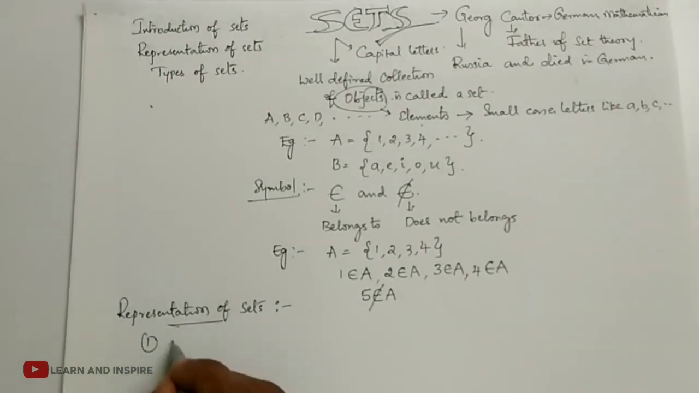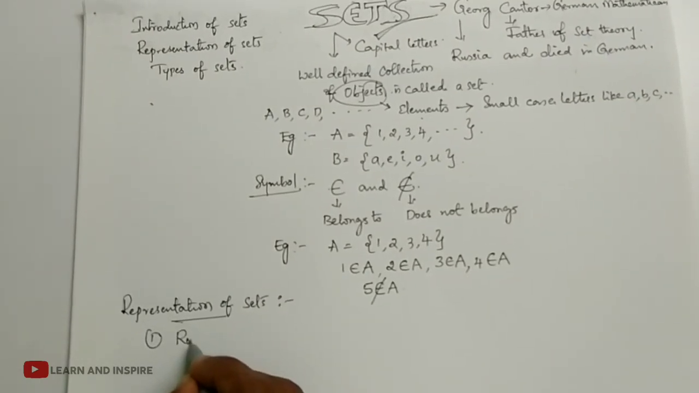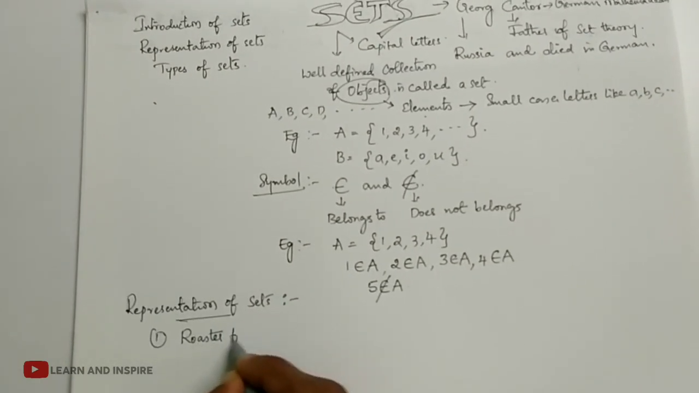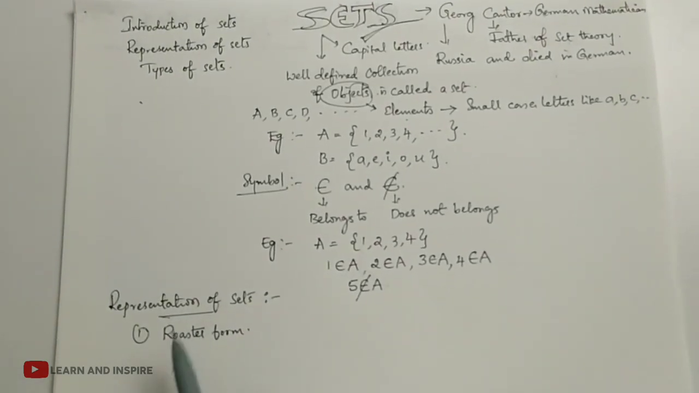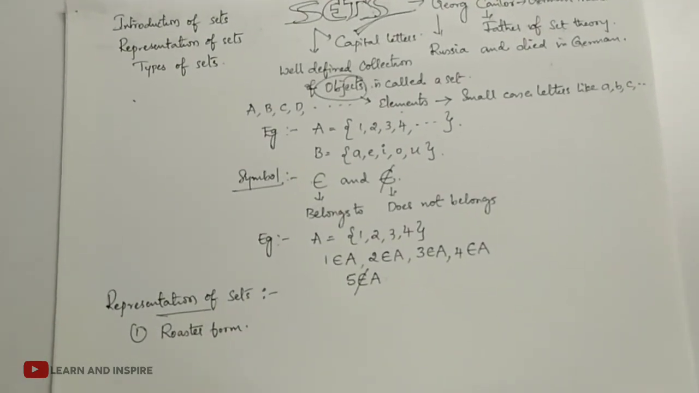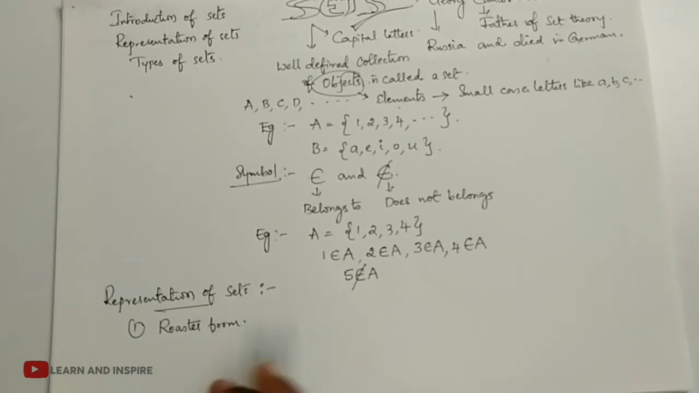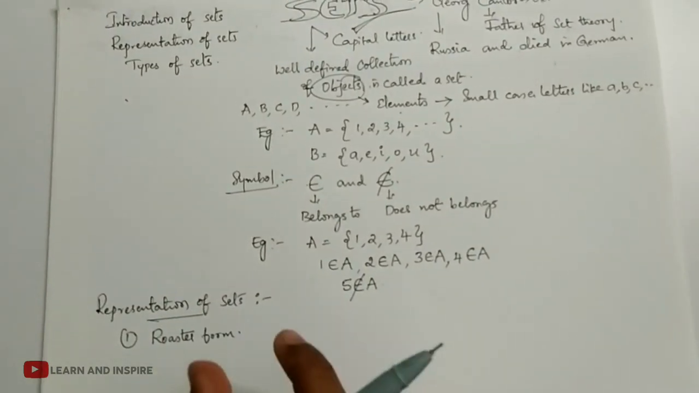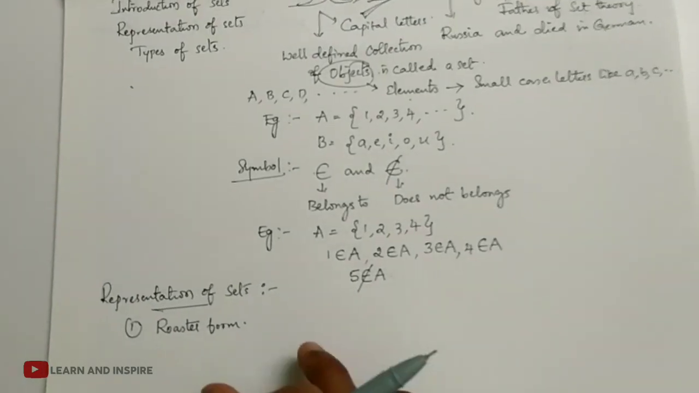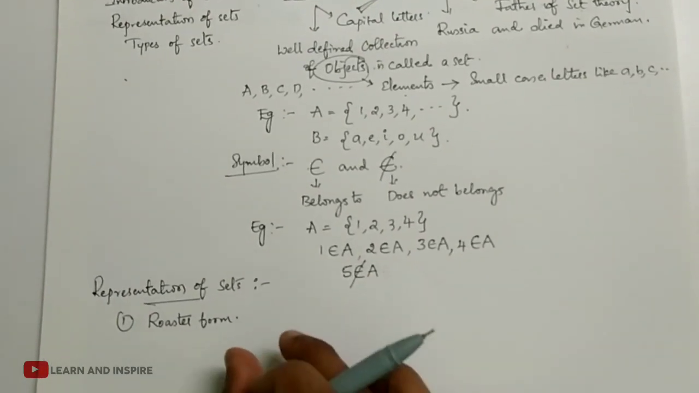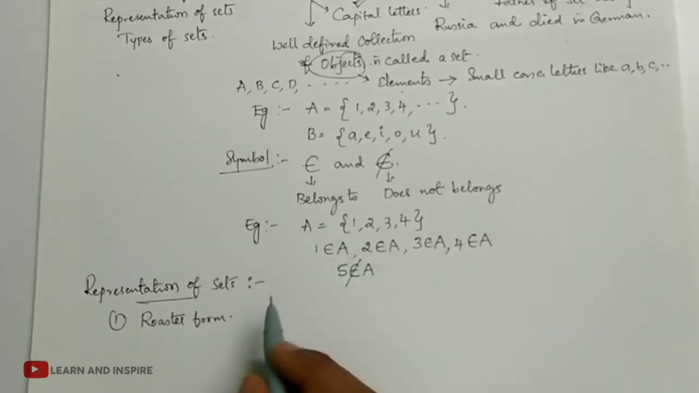The first method is roster method or roster form. So the first representation of set is roster form. In this form, all the elements are written by separating them with commas.